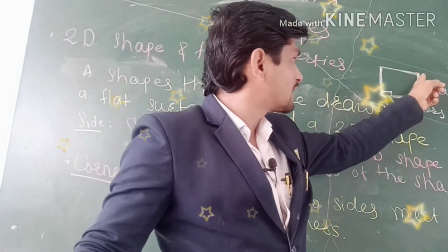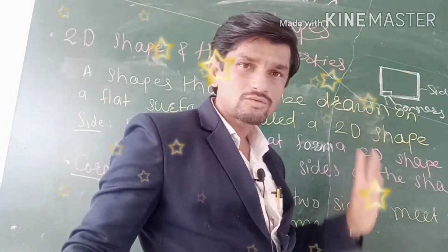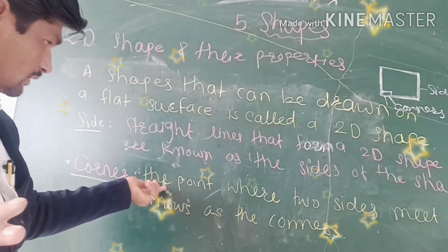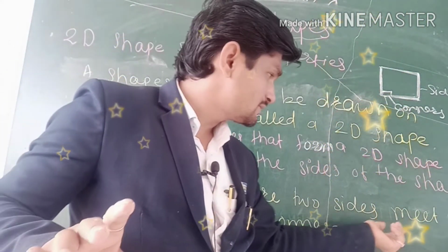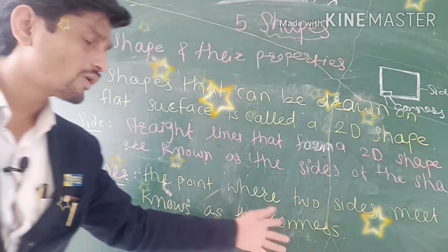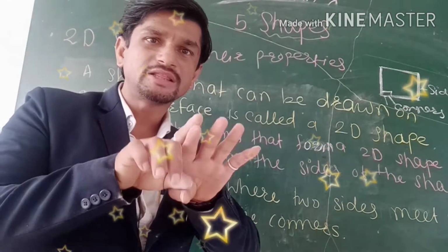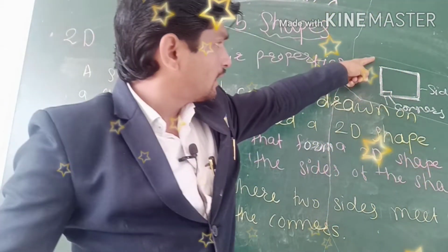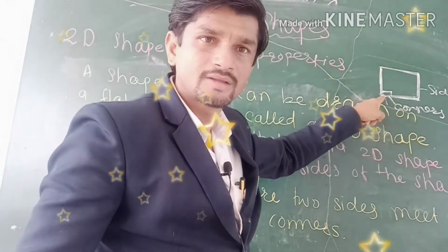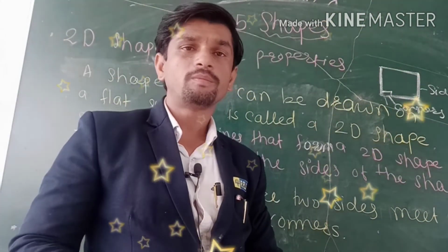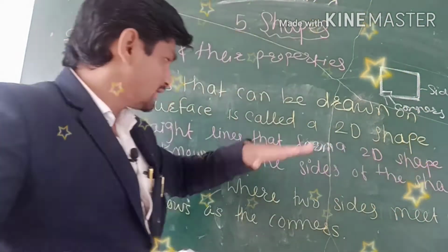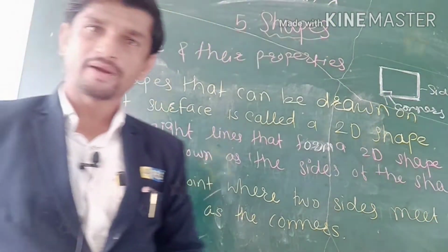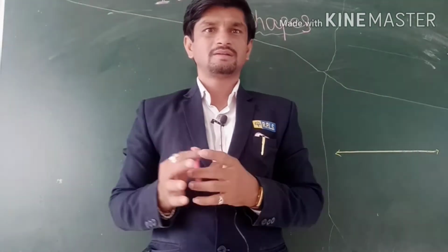See here, this is a straight line, this is a straight line, this is also and this is also. So it is a straight line. Now about corner, the point where two sides meet is known as a corner. Where two sides meet each other, that place is called a corner. So here, this line came from here and this line went from here. So it is called a corner. I hope you understood very well. In the next video we will see about different shapes and their properties. So thank you everyone. I am Sitaram Karad.